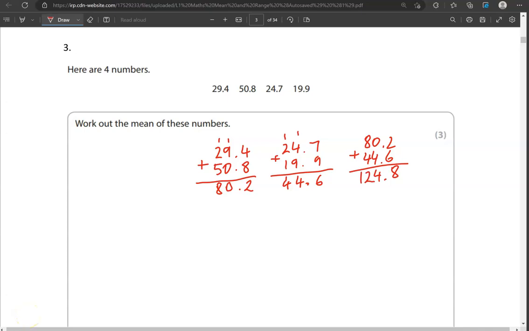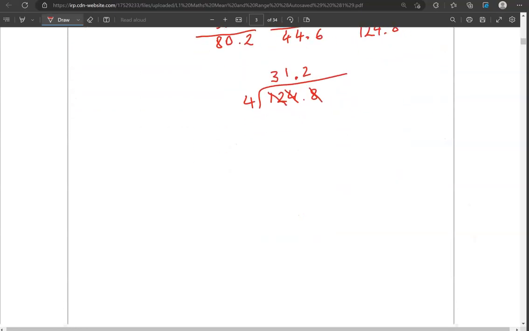Now we'll divide that by 4 because we've got 1, 2, 3, 4 numbers. 124.8 divided by 4. How many 4s fit into 12? That's exactly 3. How many 4s into 4? That's exactly 1. We transfer the decimal point over. How many 4s into 8? That's exactly 2. So 31.2 is the mean.